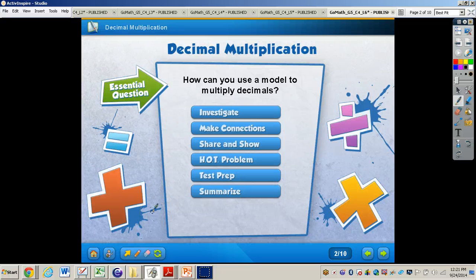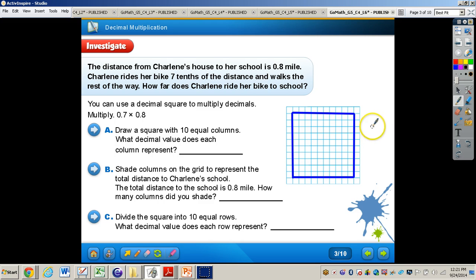In this video, we're going to be taking a look at decimal multiplication. Now, the essential question that we're going to be looking at on page 183 is how can you use a model to multiply decimals? So you will need your Go Math book out, your pencil, and also your math journal. Now, to investigate the problem there, you're going to need colored pencils for this. Okay, so 2 different colored pencils is what you will need.